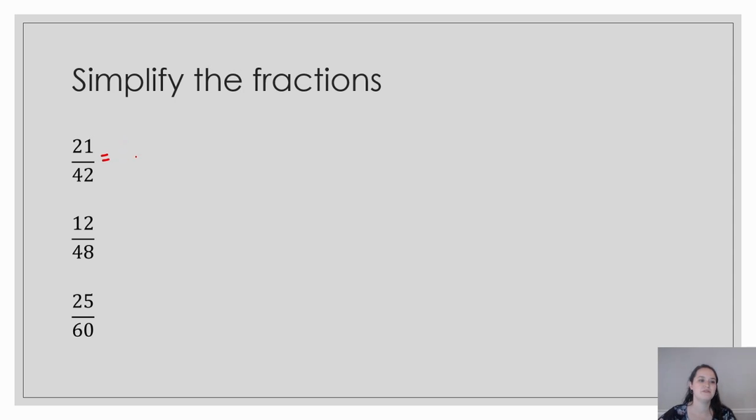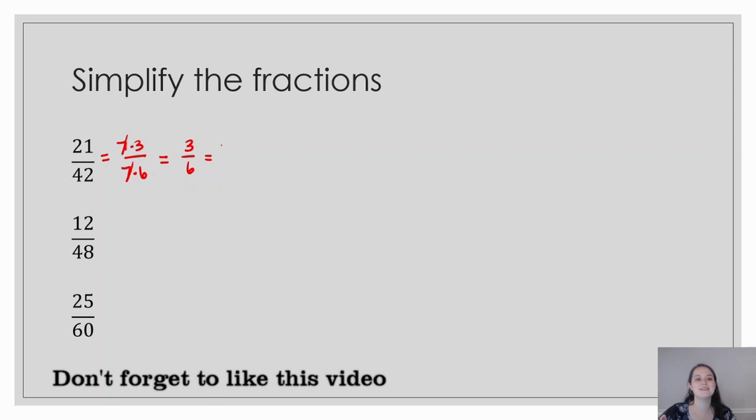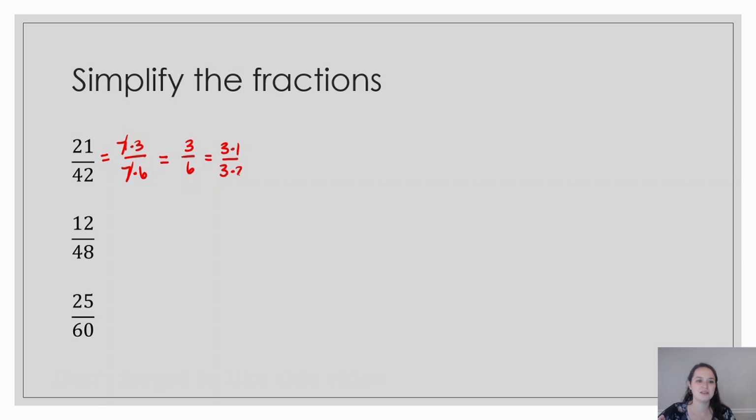All right, 21 and 42, those both have a 7 in common. So again, you may be able to jump to the answer. You may not have to write this part. That's okay. So notice when I cancel out the 7, I have 3 and 6. If that was your final answer, it's not simplified all the way. Here's why. The 6 has a 3 in it. So it's 3 times 1 over 3 times 2. That's okay. So I just keep simplifying as much as I possibly can. Keep going. And in the end, I should get to 1/2.